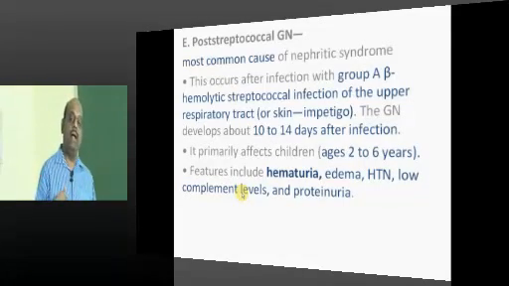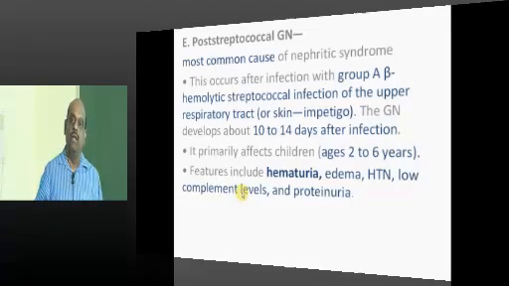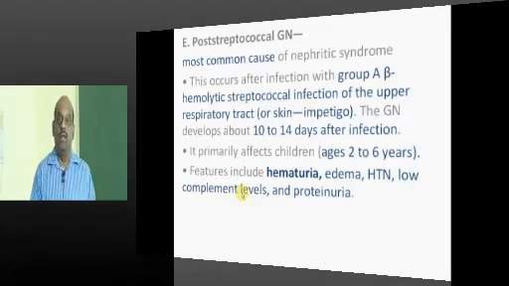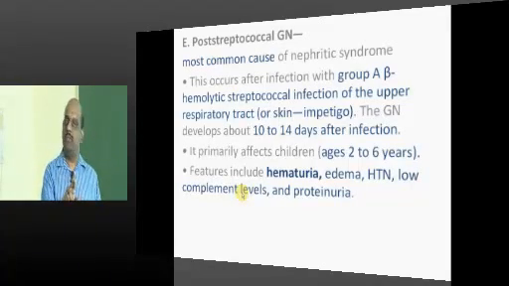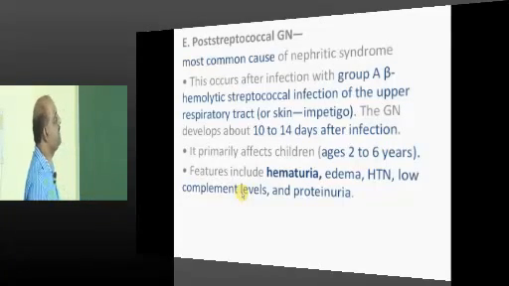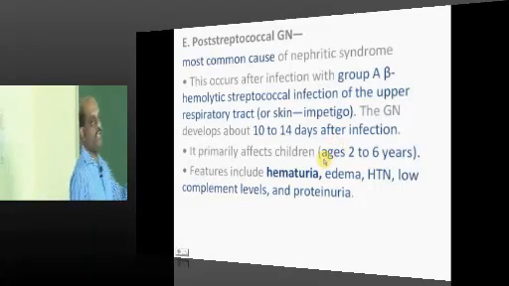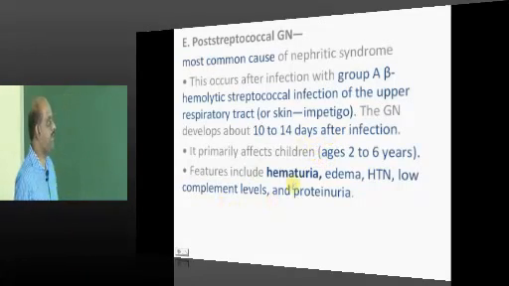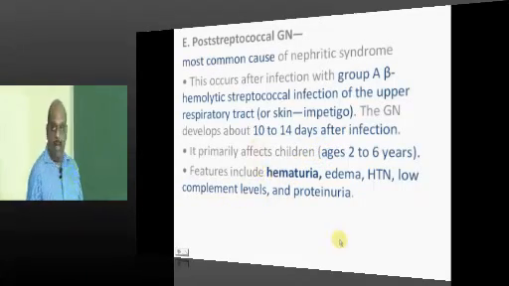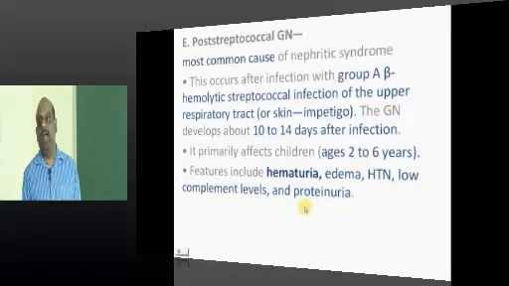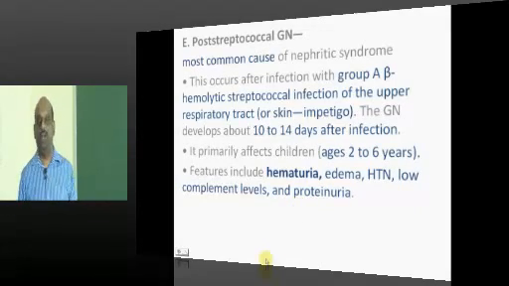What is the difference between rheumatic fever and glomerulonephritis? Rheumatic fever is only caused by pharyngitic strains, not by skin. Glomerulonephritis can be caused by both pharyngitic and also skin strains, and it takes 10 to 14 days post infection for the glomerulonephritis to develop. Hematuria, edema, hypertension, proteinuria, and low complement levels is what you come across.